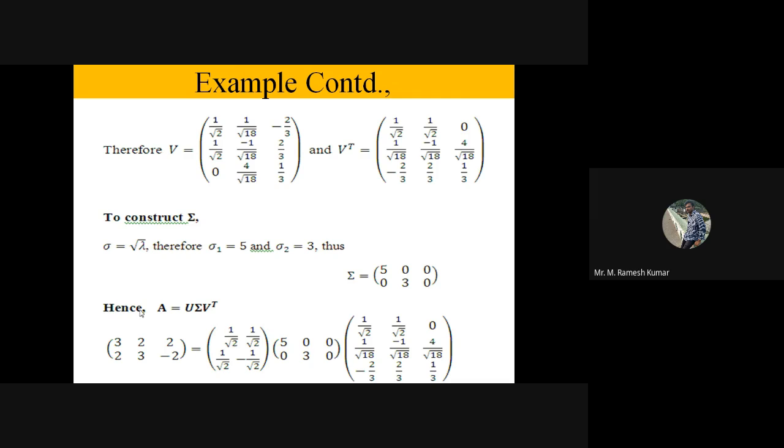Now A can be written like this: U into sigma into V transpose. That is, U equal to this matrix, sigma is the diagonal matrix 5, 0, 0, 0, 3, 0, and V transpose is this transpose matrix. If you multiply all three matrices, we get the given matrix. This is the singular value decomposition of a rectangular matrix.